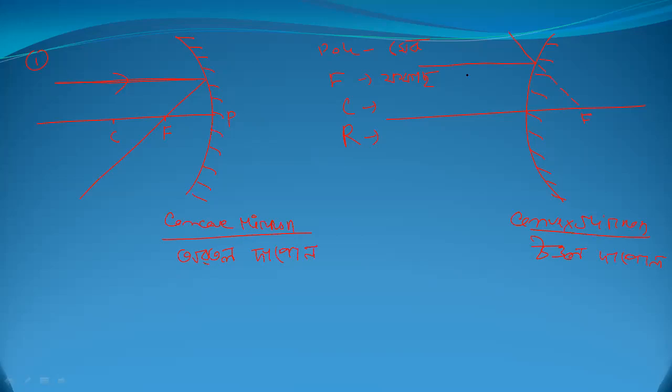So here also, the ray of light which is parallel to the principal axis, after striking, in case of a concave mirror will pass through the focus, and in case of a convex mirror it appears to pass through the focus.